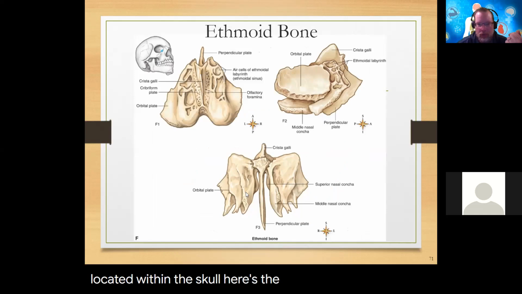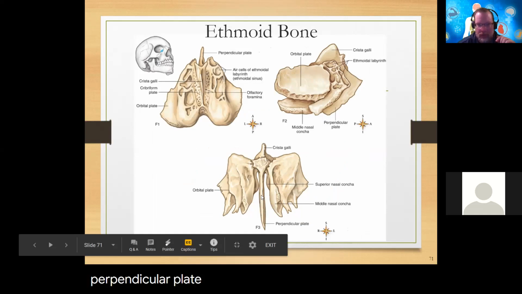Here's the ethmoid bone pulled out. And again, we look at a front view, or an anterior view, of it. We can see a little bump, the crista galli, and then there are a bunch of little perforations. This is the cribriform plate. And then we have the perpendicular plate that helps to form part of the nasal septum.